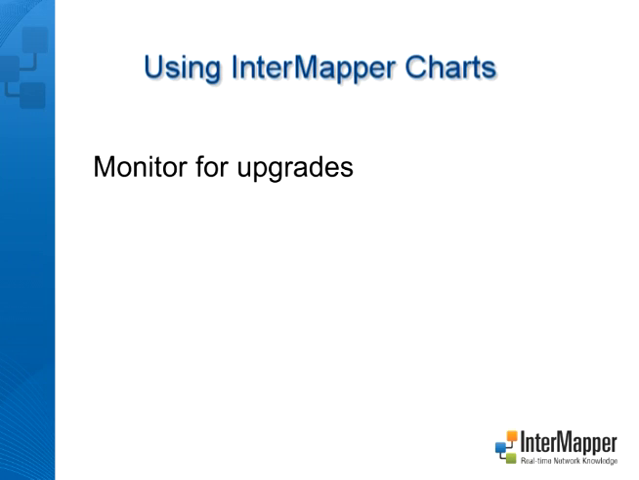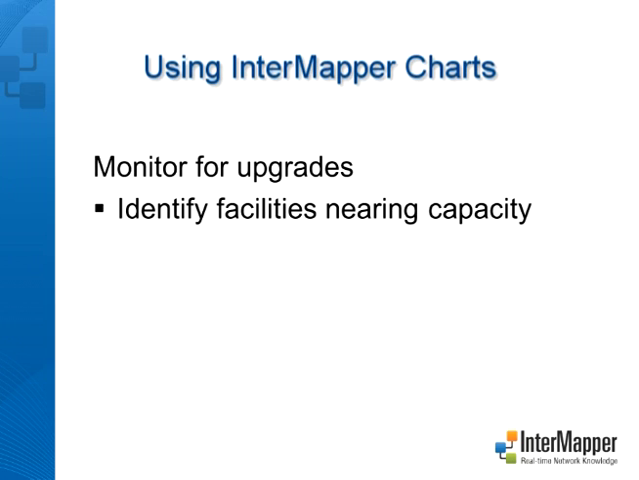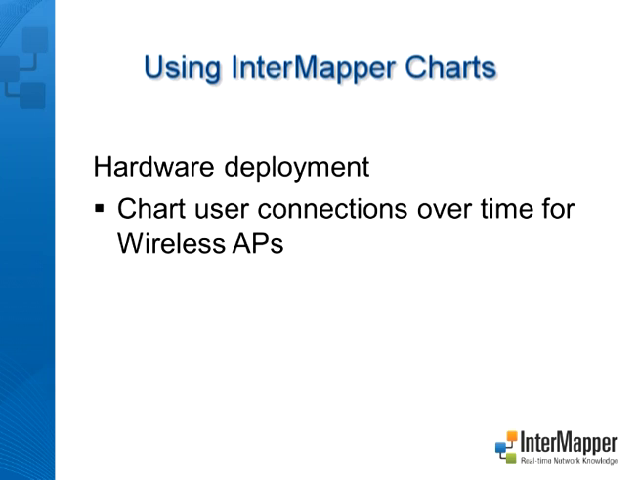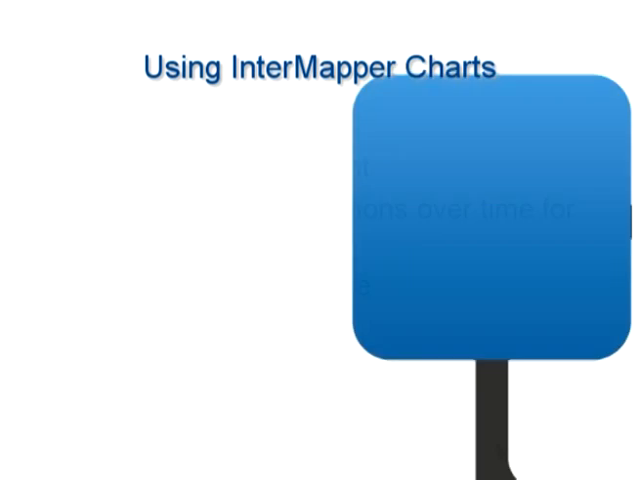To monitor for upgrade. Identify links or servers that are near capacity so they can be upgraded. To deploy hardware. For wireless access points, chart user connections over time and redeploy hardware for more efficient use. That's charting in a nutshell.